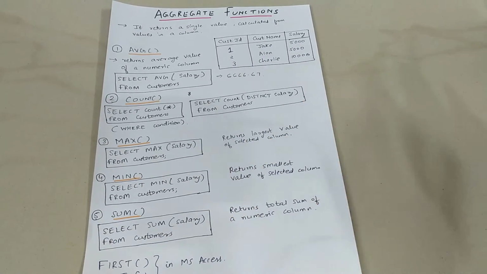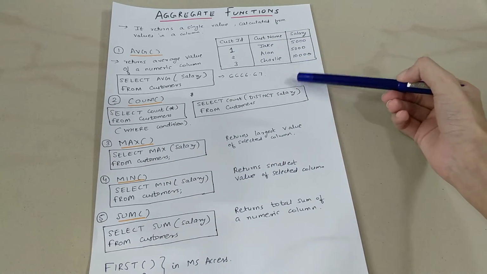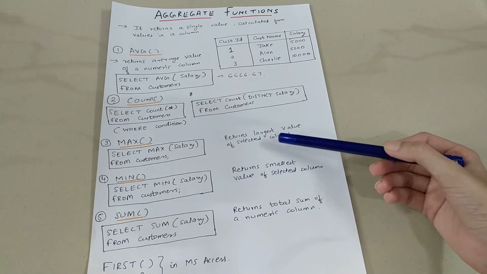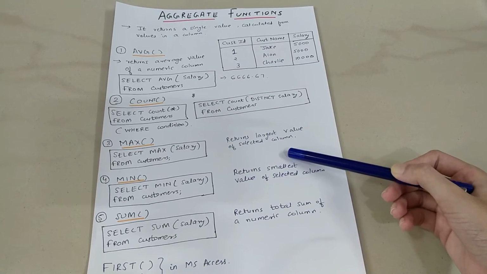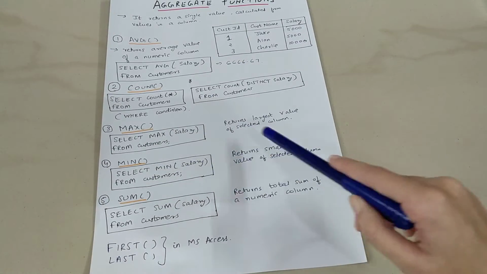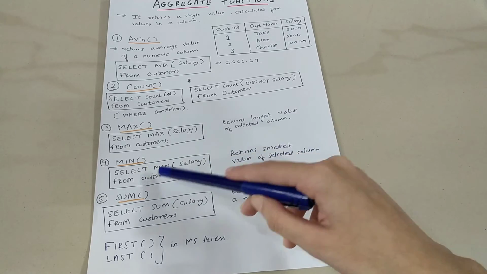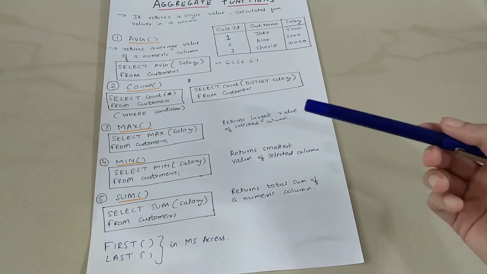This will return the maximum value from a particular column in a table. So select maximum salary from customers. This will return the maximum salary, so it will return 10,000. It will return the largest value of a selected column. Minimum, similarly min will return the smallest value of the selected column. So select min salary from customers. Whatever the minimum salary is, that will be printed.